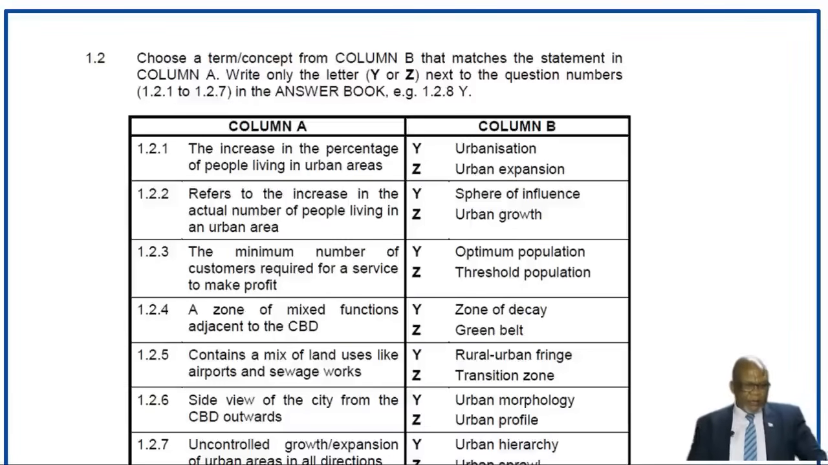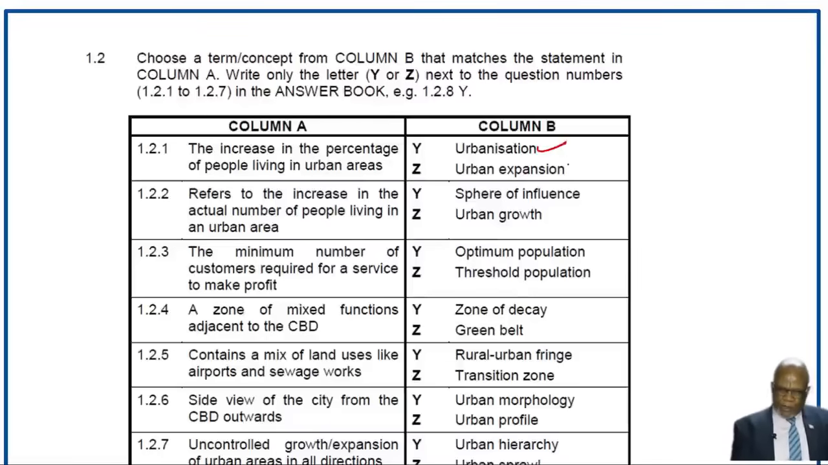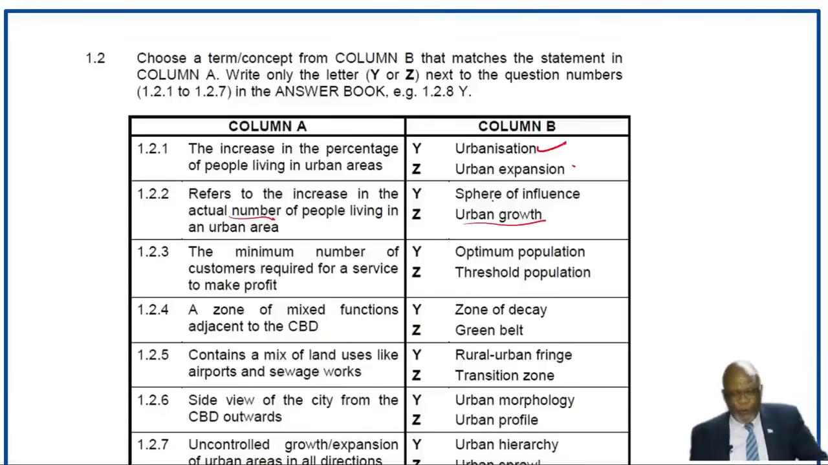These are the same questions as the one on the previous slide. The increase in the percentage of people living in urban areas, we have already done that. It is urbanization. We know urban expansion is the physical increase in urban area. Urban growth refers to the increase in the actual number.